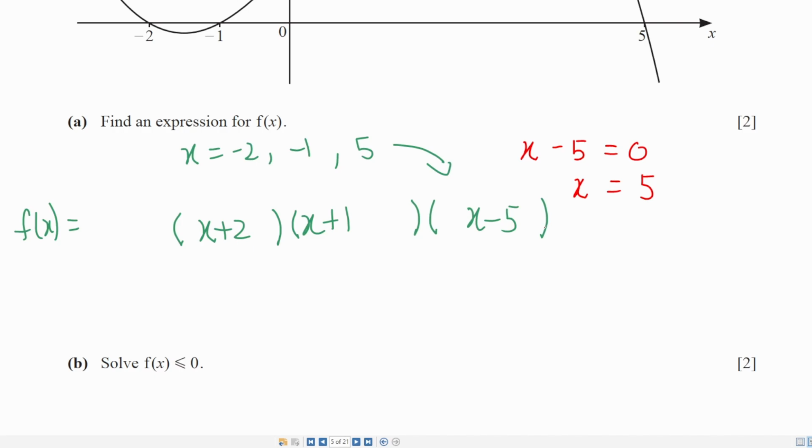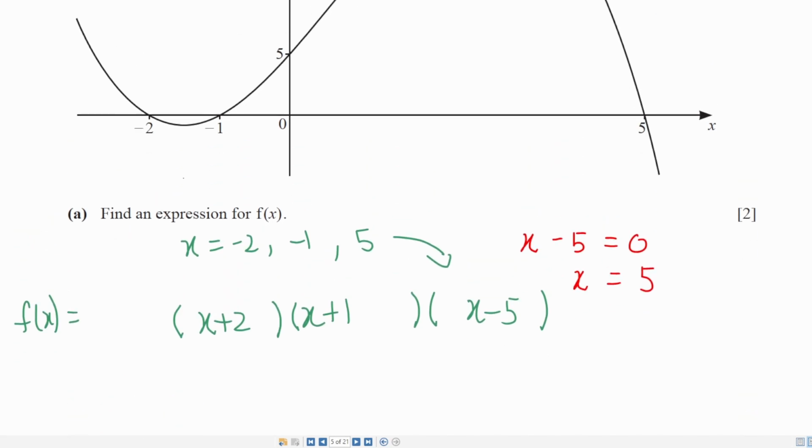We actually take out these brackets and equate them to 0, because that is the x-intercepts, right, when y is equal to 0. So in order to put an intercept or root of 5 in the bracket form, we have to write it as x minus 5. So basically we just flip the negatives into positives, and we flip the positives into negatives.